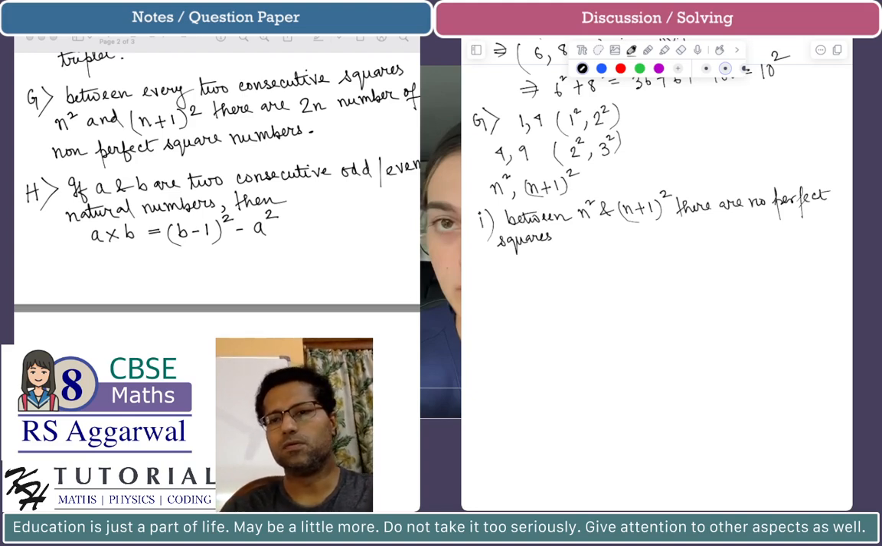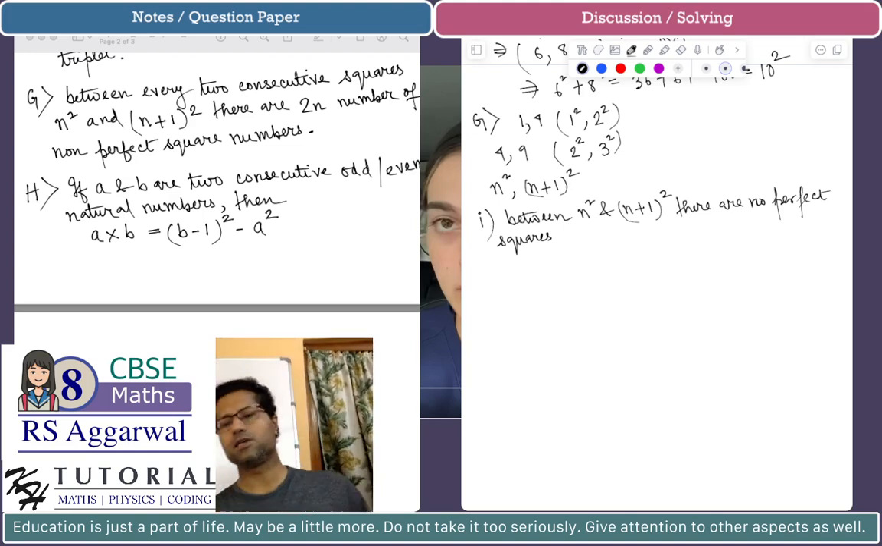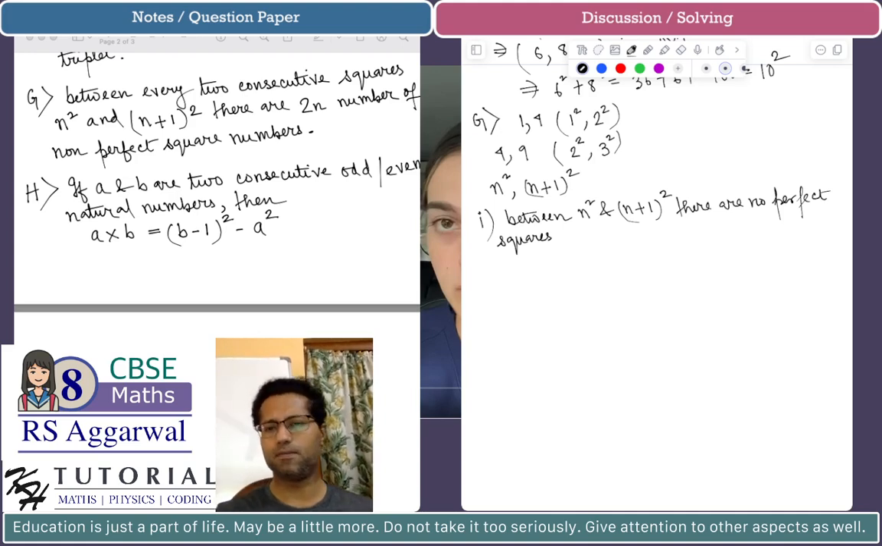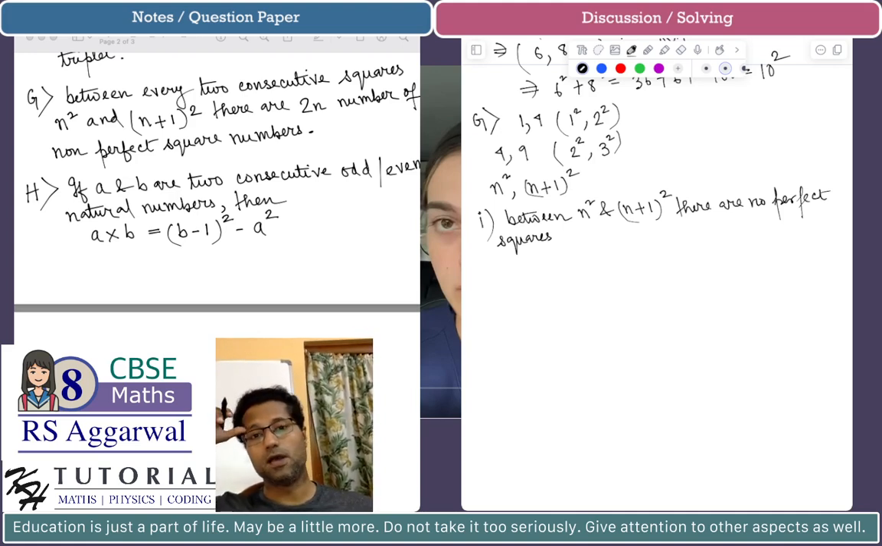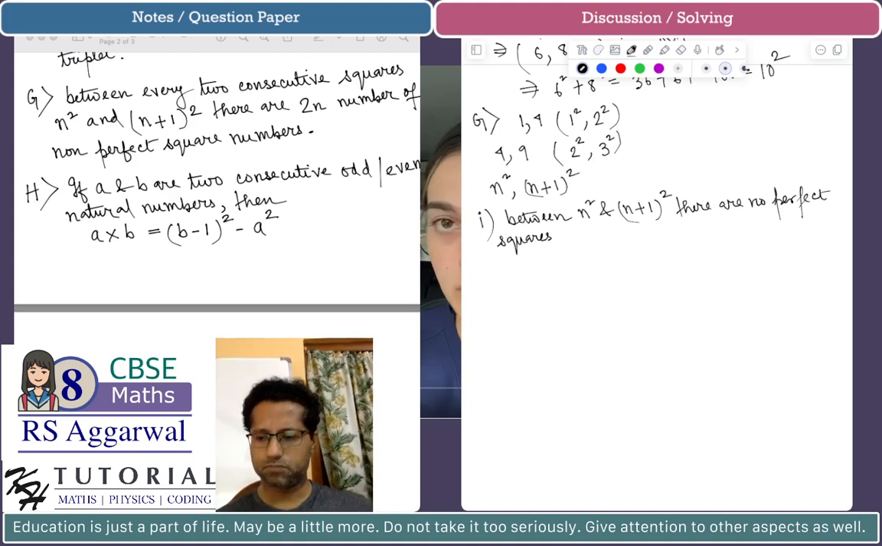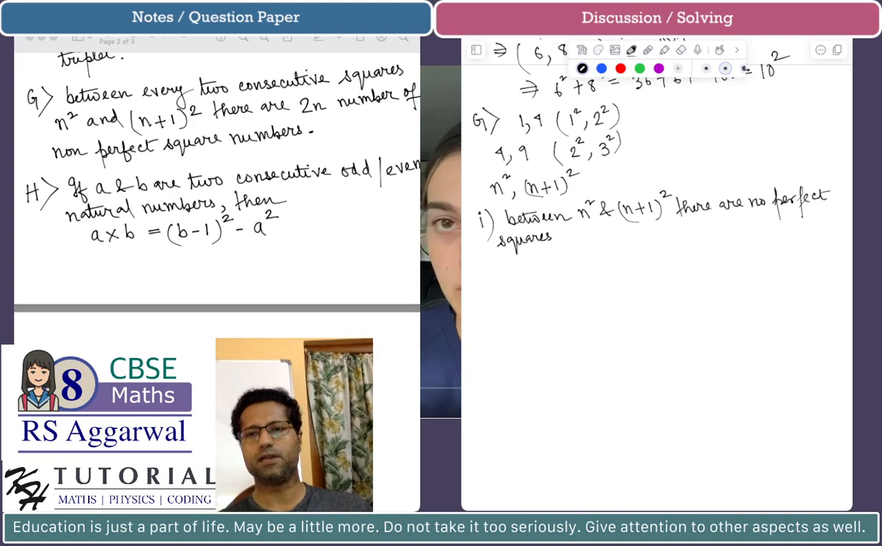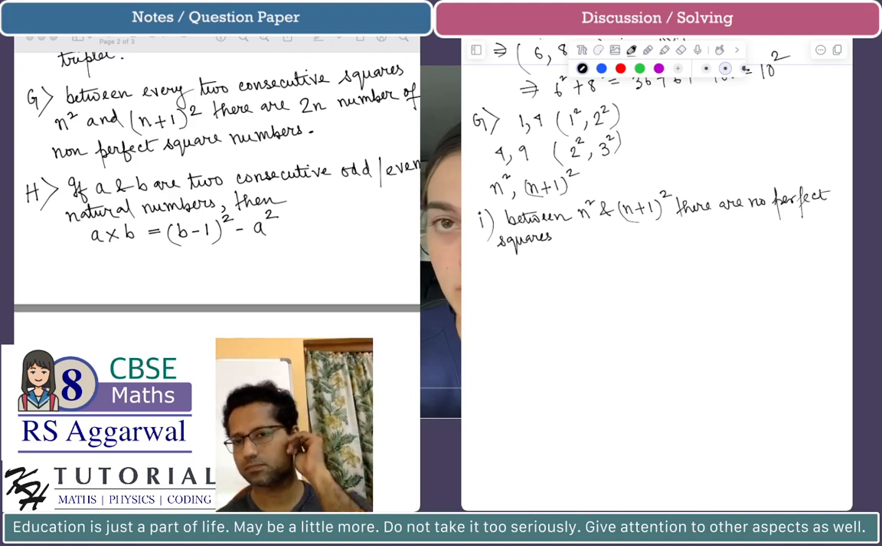Why is it so? Because n and n plus 1 are consecutive integers, and n square is the square of n. So the next square number after n square has to be n plus 1 square.